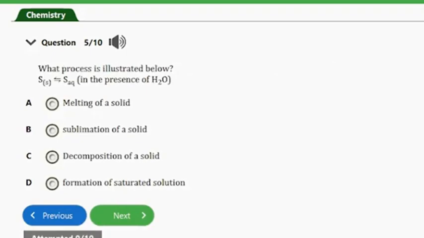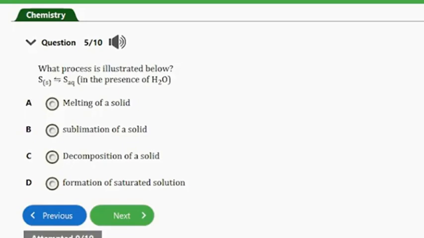So we have a reaction here forming from a solid to an aqueous solution in the presence of water. So guys, option A here says melting of a solid, B, sublimation of a solid, C, decomposition of a solid, D, formation of saturated solution. So guys, the answer to this question is formation of a saturated solution.